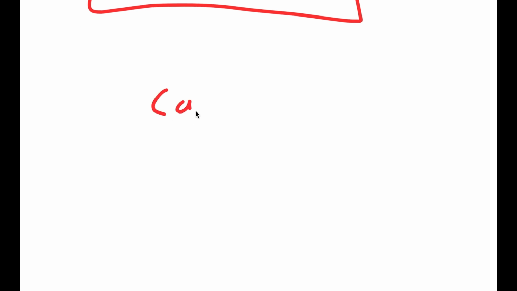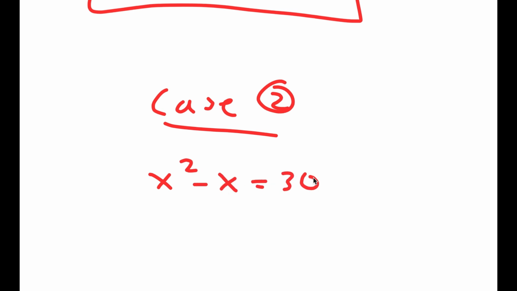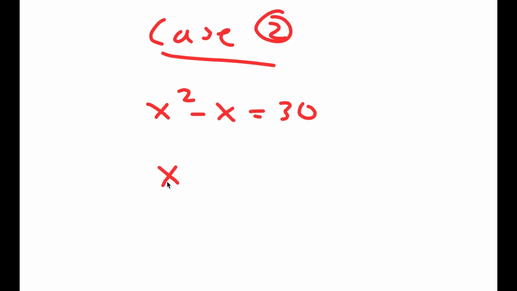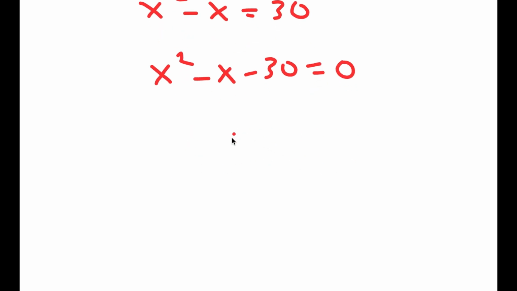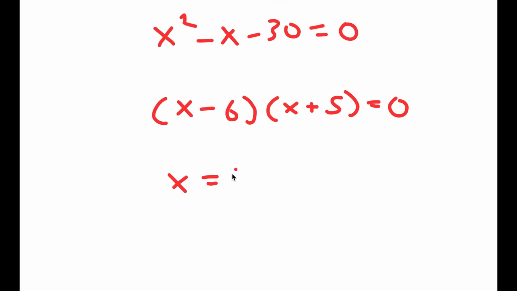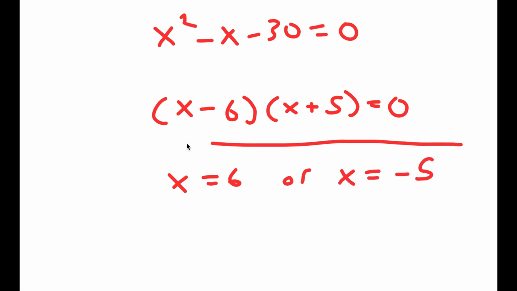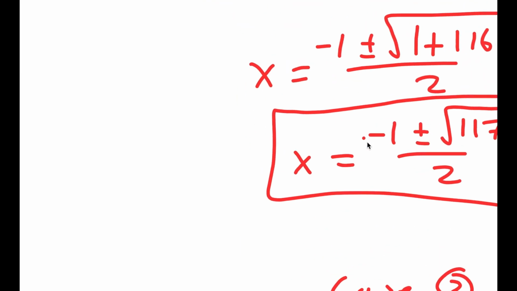And now for case 2, I have x squared minus x is equal to 30, meaning x squared minus x minus 30 equals 0. And you could actually factor this to (x minus 6) times (x plus 5) is equal to 0, meaning x is equal to 6 or x is equal to negative 5. So these are my 4 solutions to this equation.